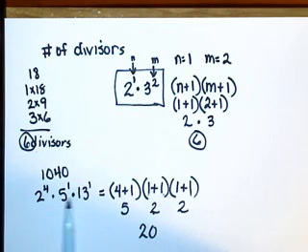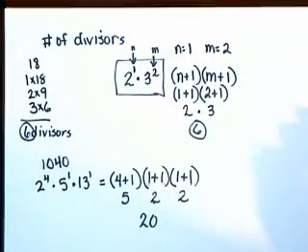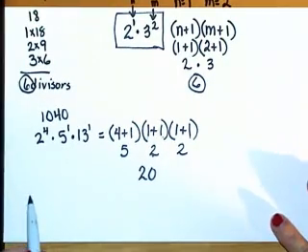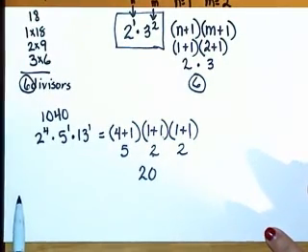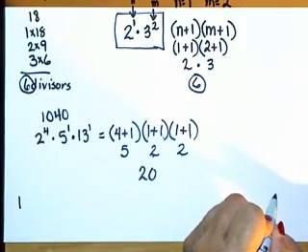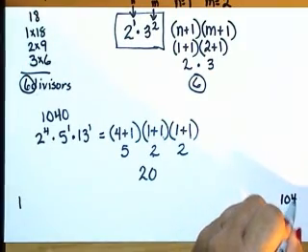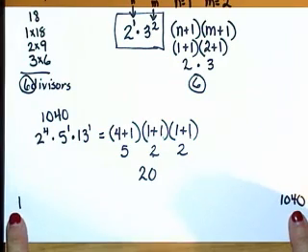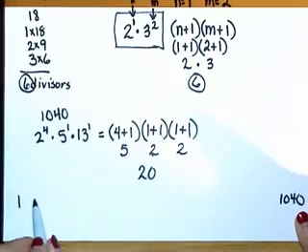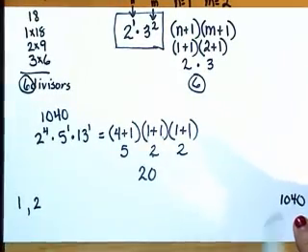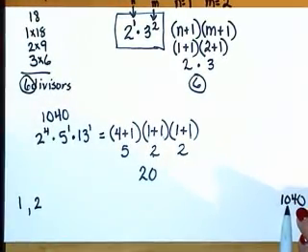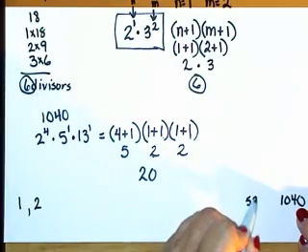This doesn't, remember, have anything to do with the 2, the 5, and the 13. What it has to do with is the number of factors of 1040. So if we started out and did 1 and 1040, I do it this way because 1 is the smallest, 1040 is the largest. Then I also have 2, and if I divided that by 2, I would have 520.